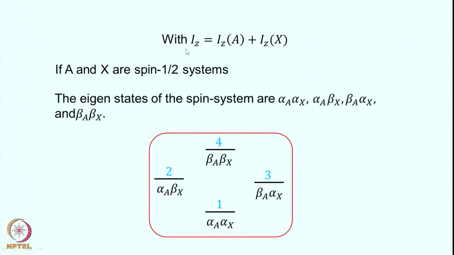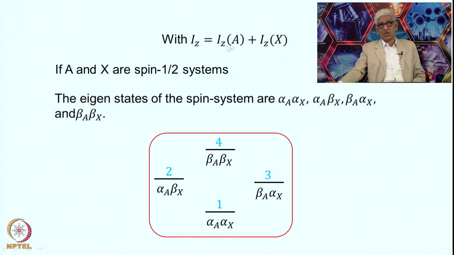Now let us recap that here. Iz = Iza + Izx, if A and X are spin half systems. I will have these 4 states as individual basis set states: alpha A alpha X, alpha A beta X, beta A alpha X and beta A beta X. Once again I will write them in the form of an energy level diagram. If these are non-degenerate, then I will have 4 energy levels, with 1, 2, 3, 4 as labels for these 4 individual states.